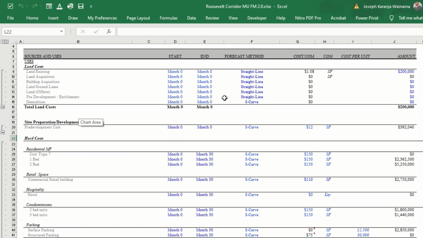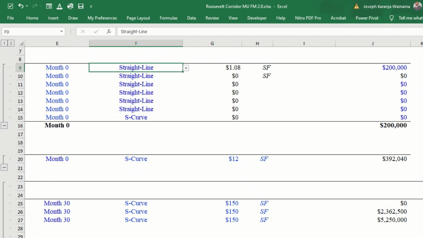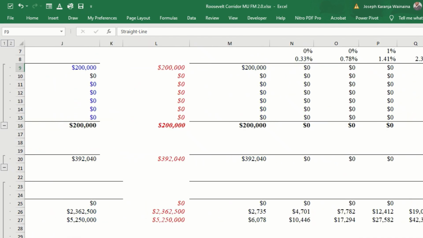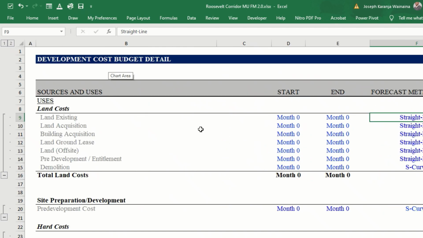We also have the pre-development and entitlement costs here, and the demolition costs here. So the forecast method also we do have, we can do either a straight line, S-curve, or we can do a detailed. So these are the three options which can be altered here, and this will be carried on the monthly cash flow schedule, which is next to the cost detailed budget.